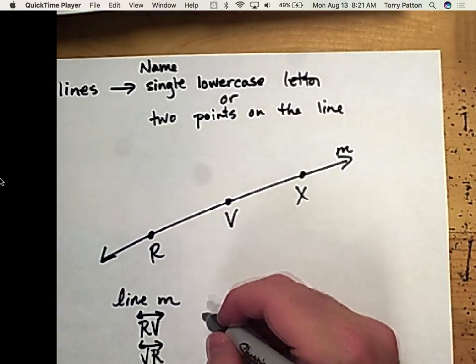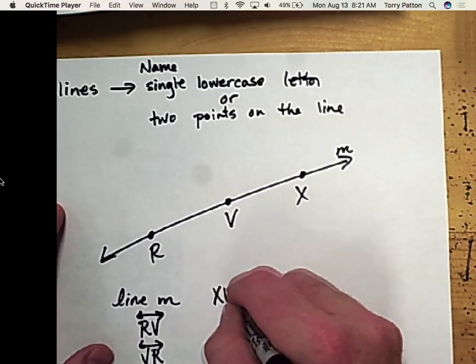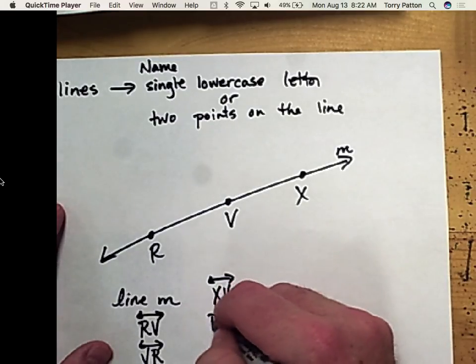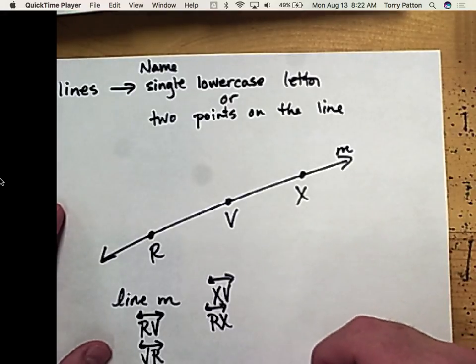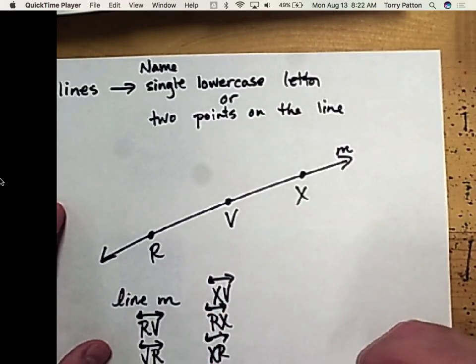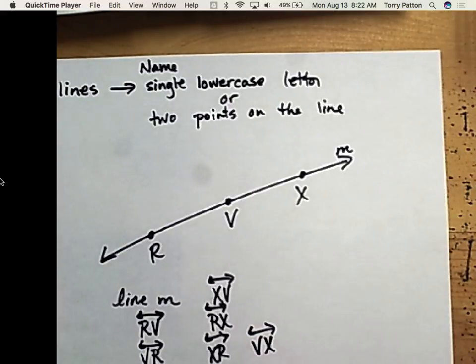What's another thing I could name it? I could name it line XV. What else? RX. What else? There's 2 more. You can call it line XR and line VX. Okay?